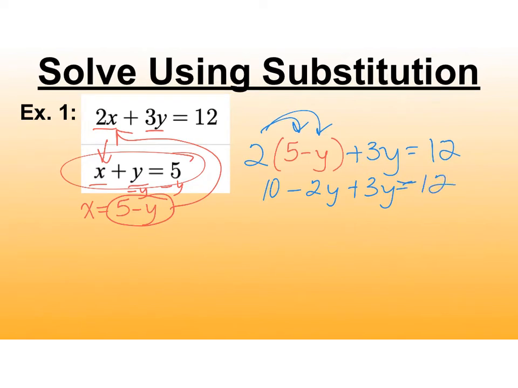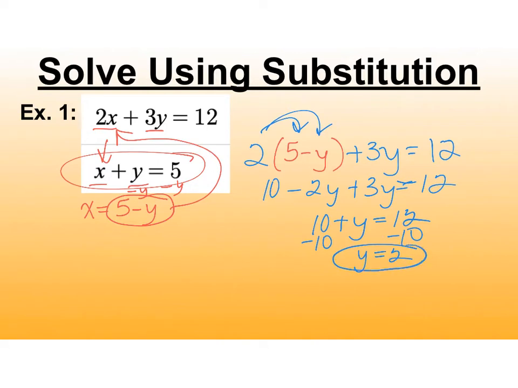Notice those y's are on the same side, so I'm going to combine like terms. So negative 2y and plus 3y is just y. And I'm going to subtract 10 from both sides. And I get y to be 2. That's part of my answer.